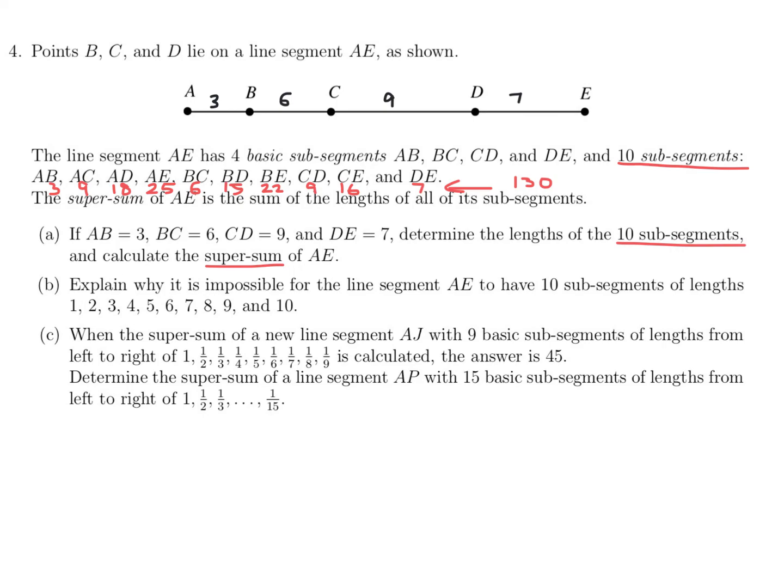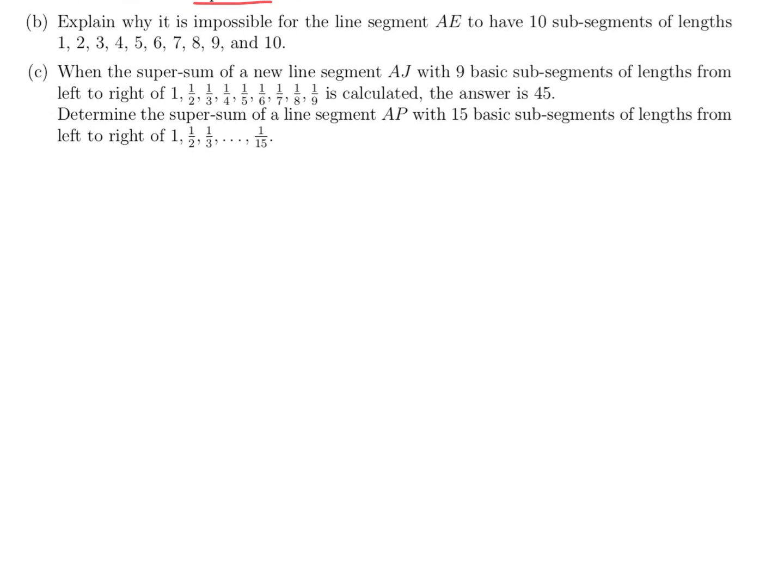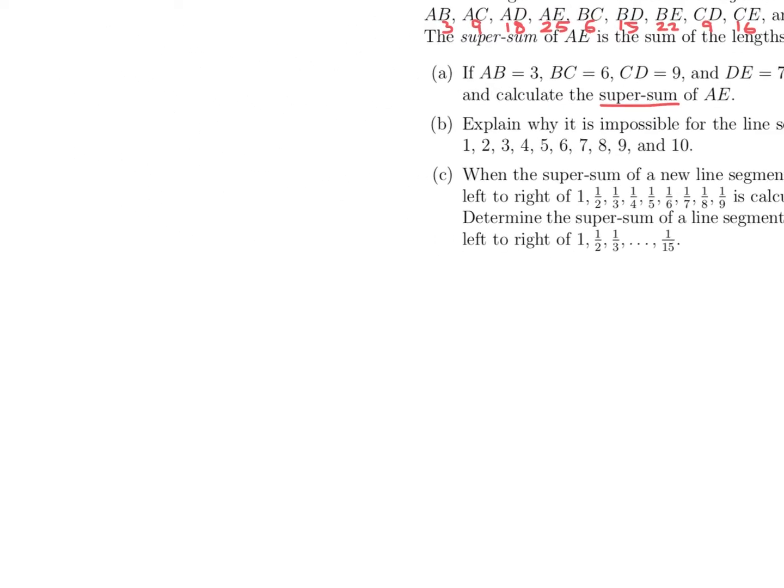Okay. Well, let's see. Not sure here. Well, what are the 10 subsegments? They are, let's just do them over here. I'm going to need a little bit more space here. So I have AB, AC, AD, AE, BC, BD, BE, CD, CE, and DE, right?